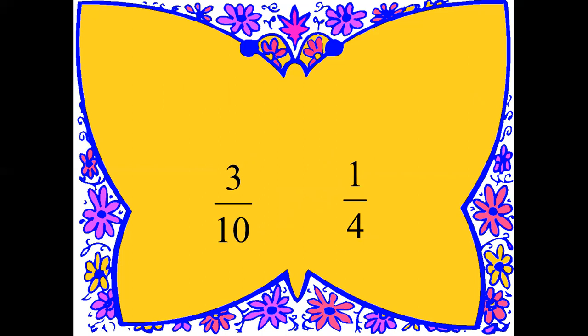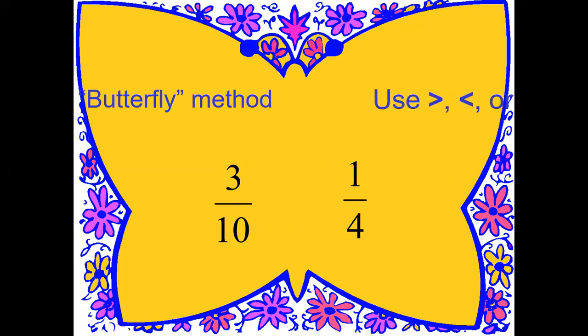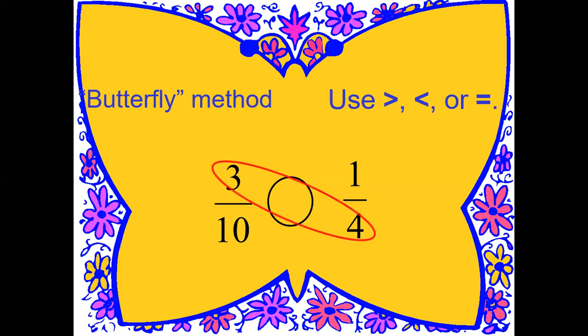All right, here we have 3/10 and 1/4. We are going to still use the butterfly method to solve this. All right, so we are going to cross multiply again. So we are going to multiply 3 by 4. Now 3 fours equals 12.